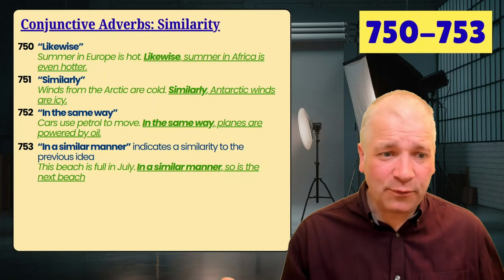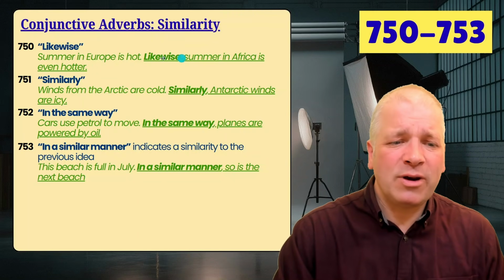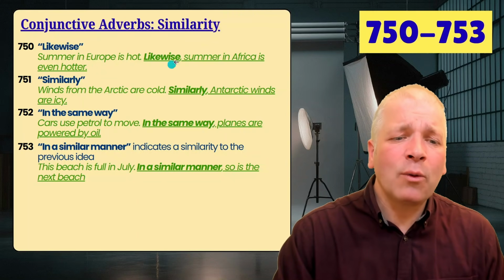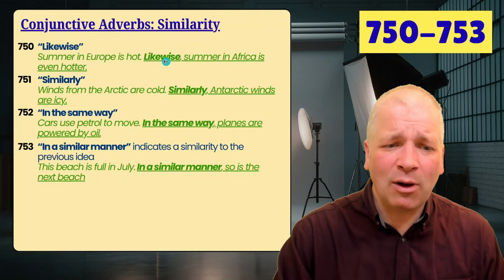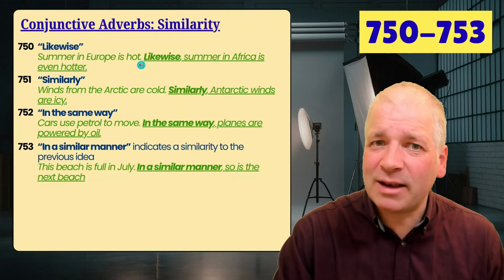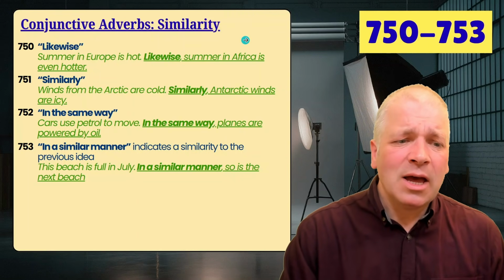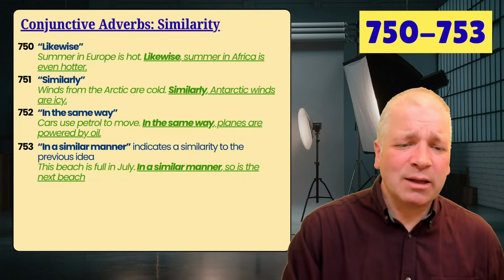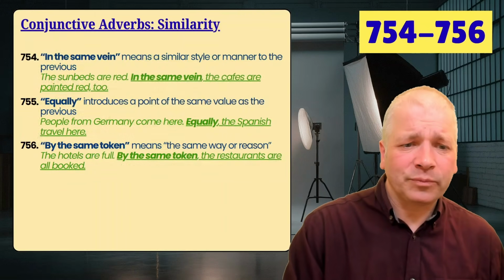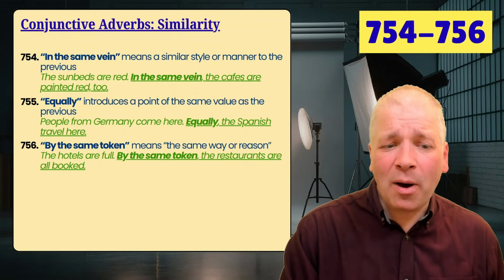So taking the first example, summer in Europe is hot. Likewise, summer in Africa is even hotter. Likewise shows the connection between the two sentences. Now, likewise could have gone at the end of the sentence too. So conjunctive adverbs of similarity can be likewise, similarly, in the same way, in a similar manner. Also, in the same vein, equally, by the same token.